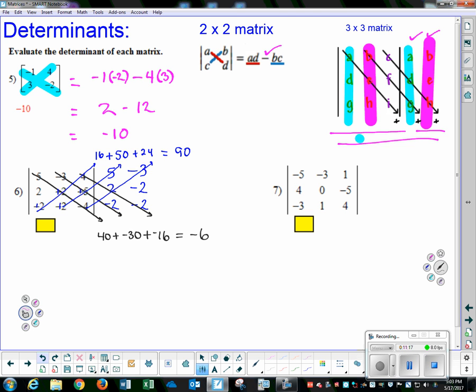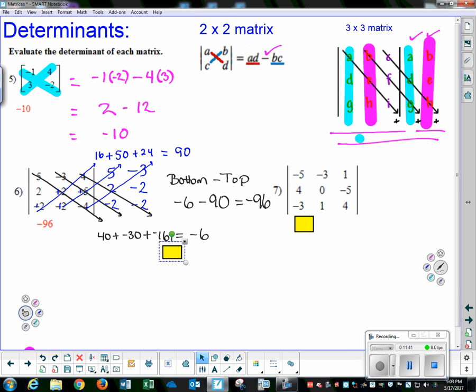And we pull this together by going bottom number minus the top sum. So I'm going to take -6 minus 90, which gives me -96. So the determinant of a matrix is actually just a number. Okay, so that's what you're trying to get to, just this number.